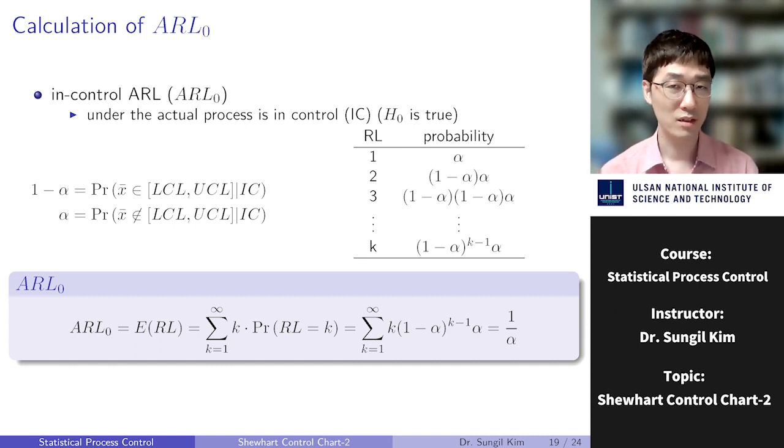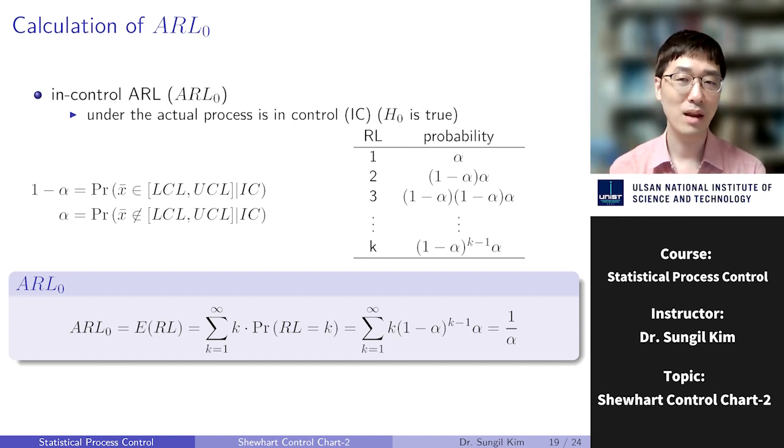ARL0 for a Shewhart control chart can be computed analytically. For example, in mean shift detection, since the probability that X bar is outside of the control limit under the condition that the IC process is alpha, the probability X bar is inside of the control limit is 1 minus alpha. Then we can calculate the probability RL to be 1, which is alpha.